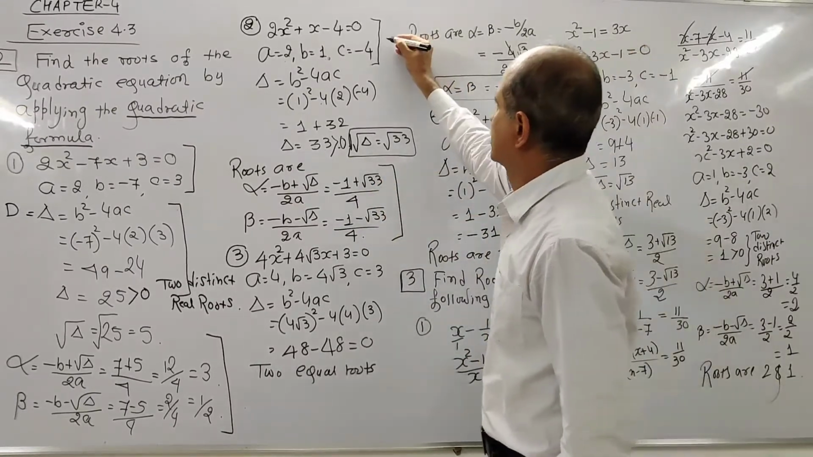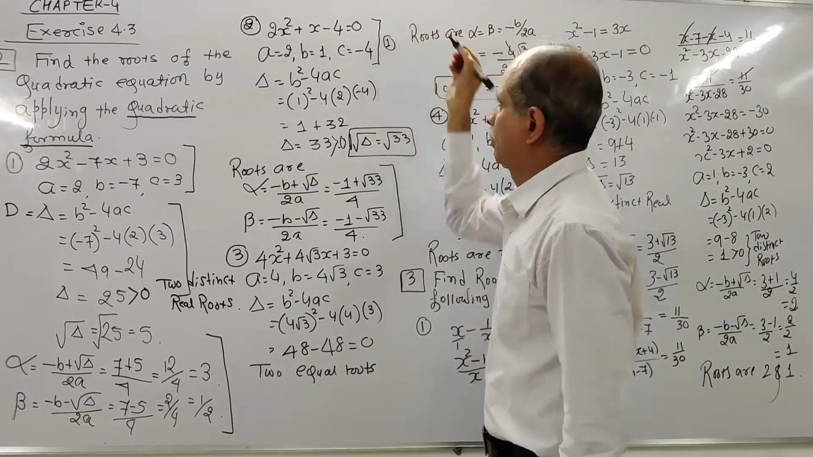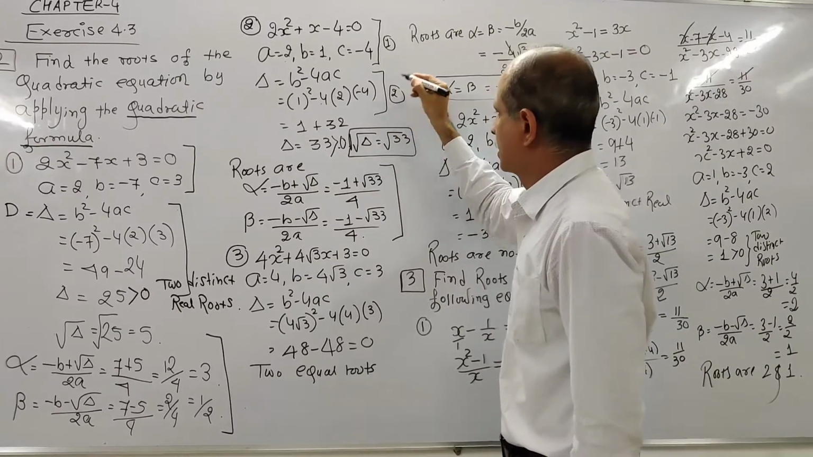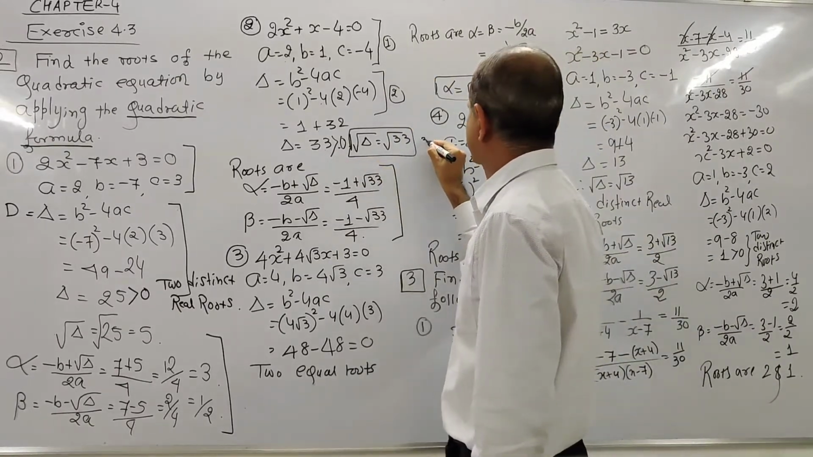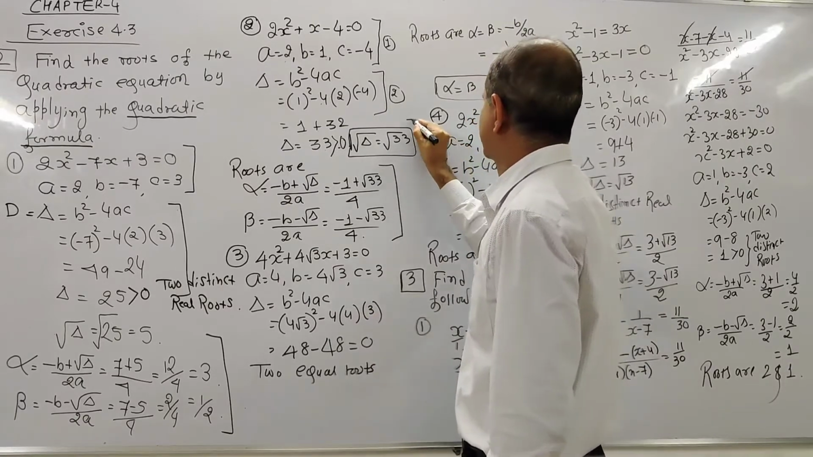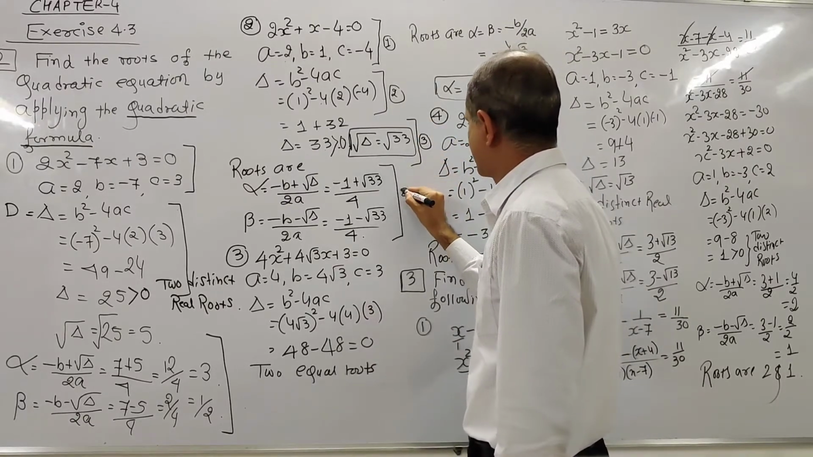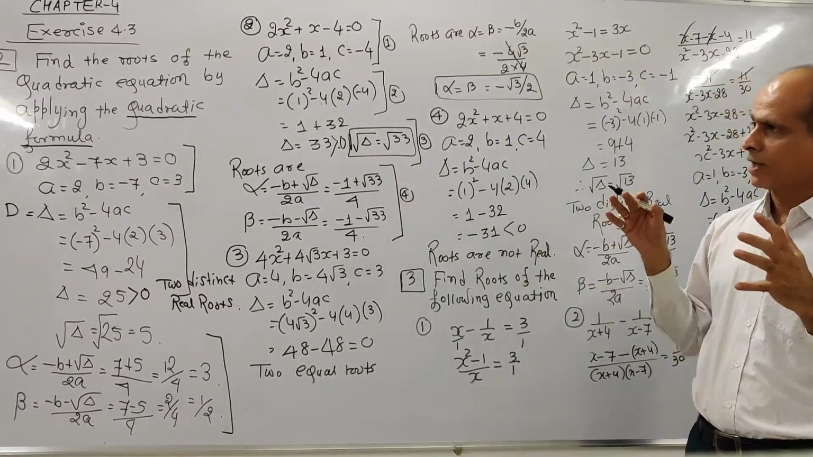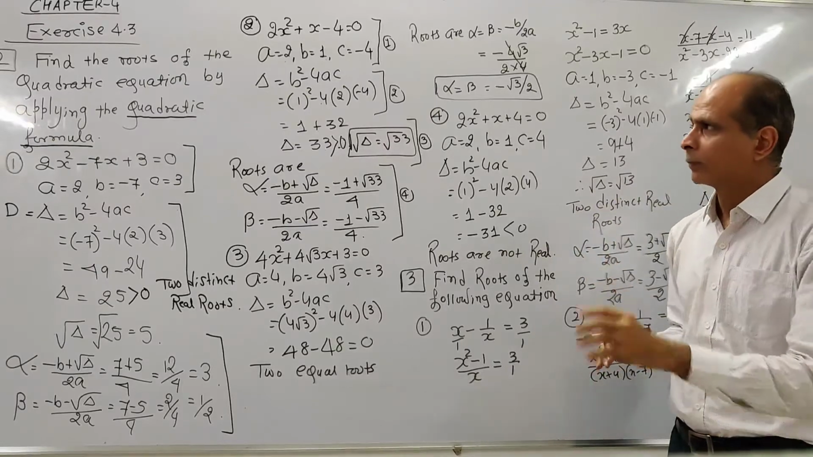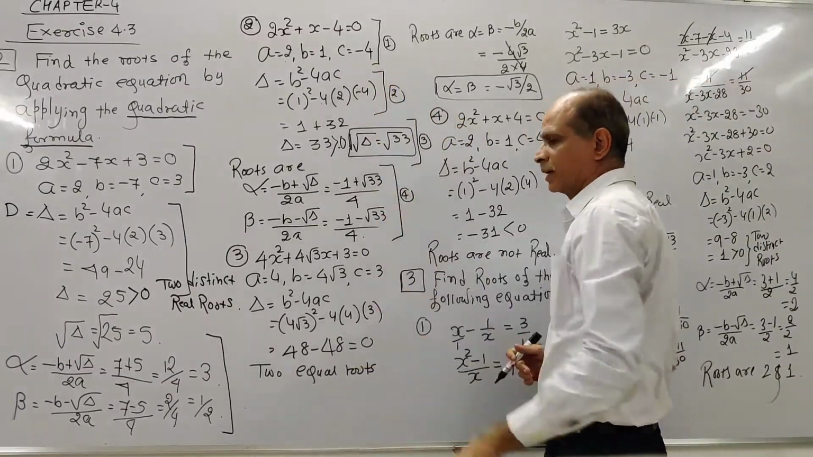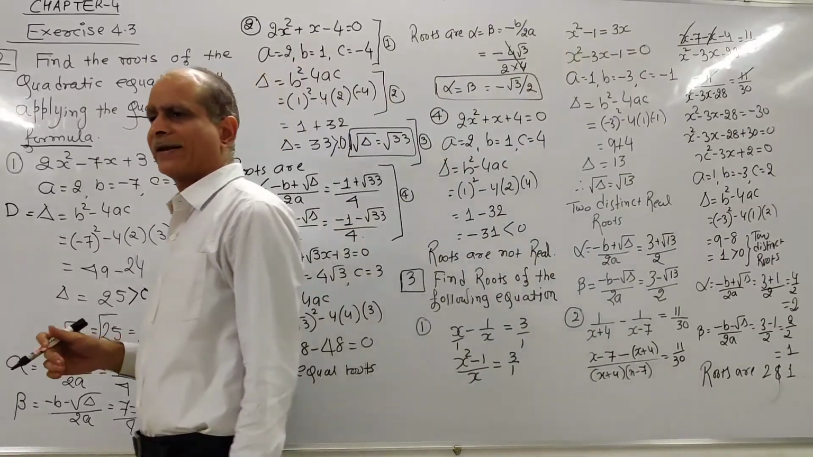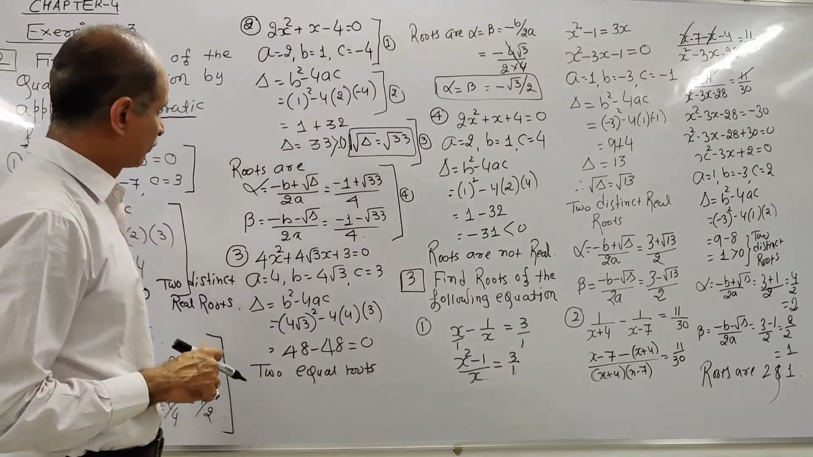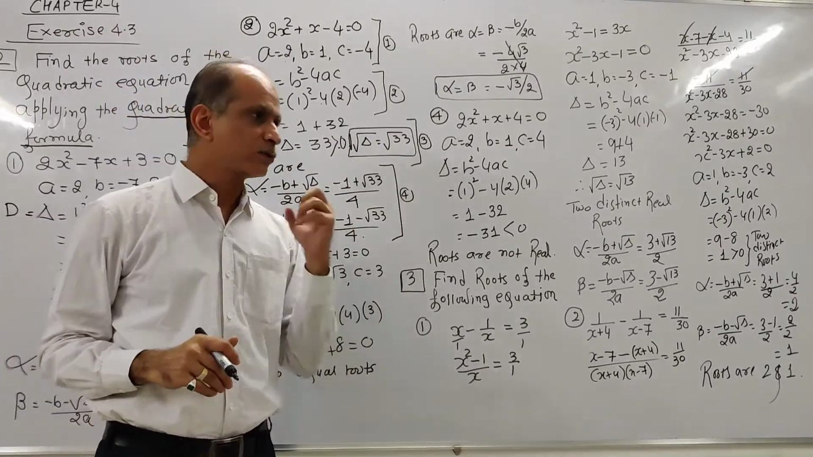So the first step is find a, b, c. Second step is the value of delta. Third step, that is the type of roots. Two real roots are there. And the fourth step is the value of alpha and beta. So we have divided this method into 4 parts. First part, find out a, b, c. In the second part, find out delta. In the third part, write the nature of roots. In the fourth part, find out the roots.